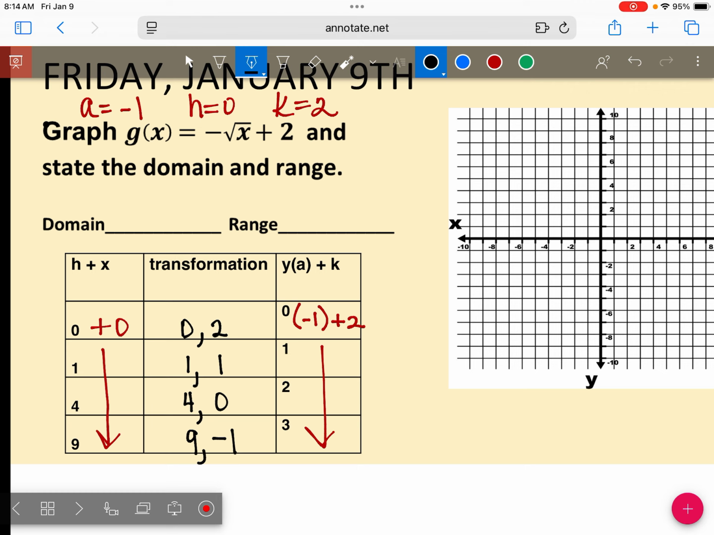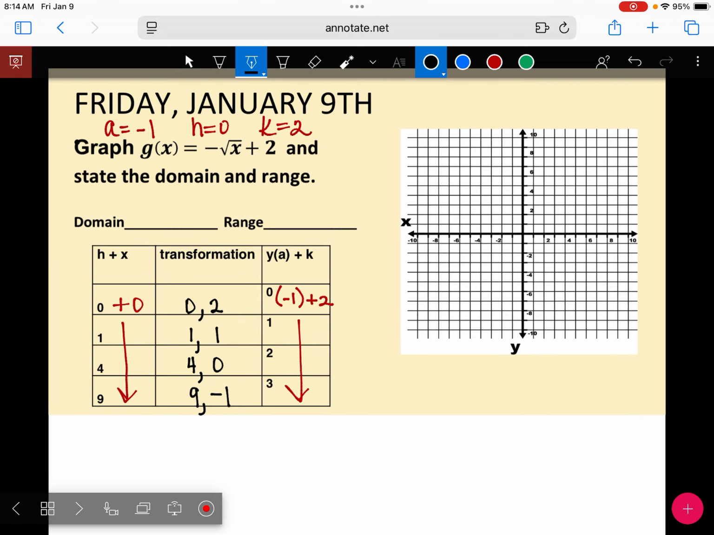You should notice that your Y values are getting smaller, and that's because this one is reflected down. So I had 2, 1, 0, -1. Who had those 4 numbers? All right, let's go ahead and graph it.